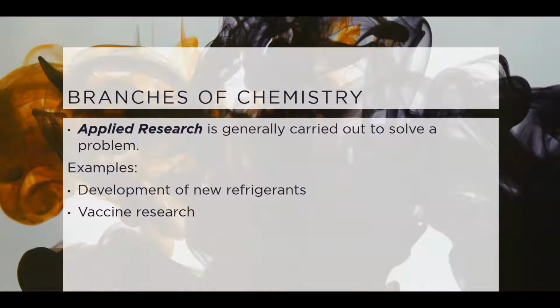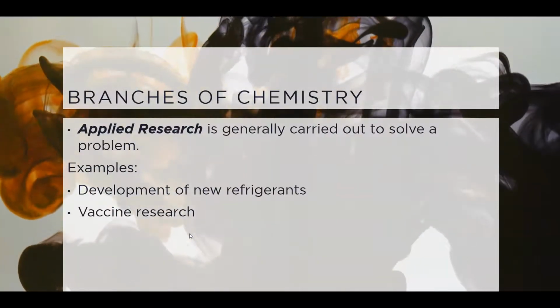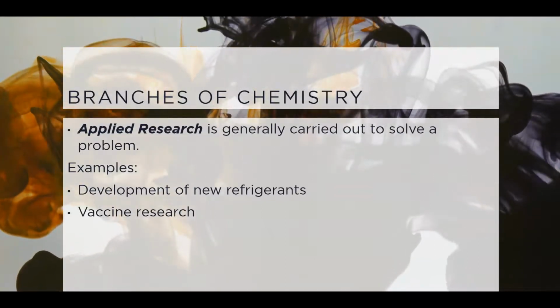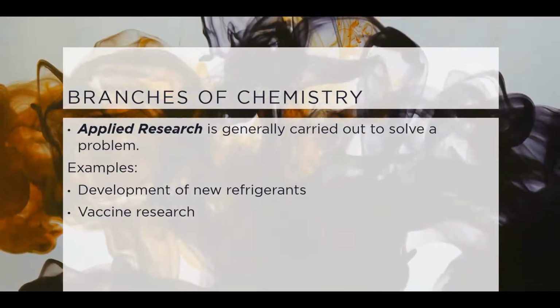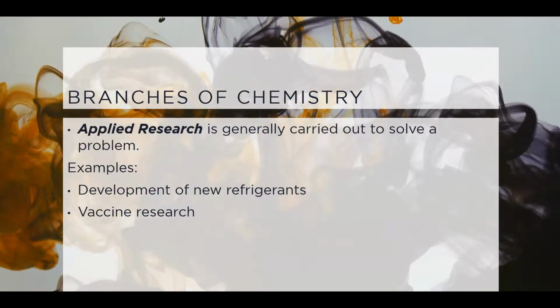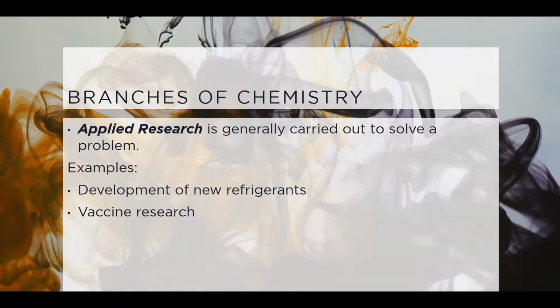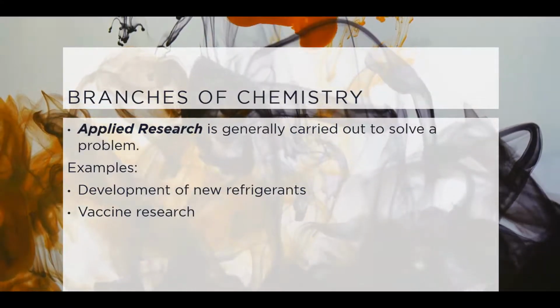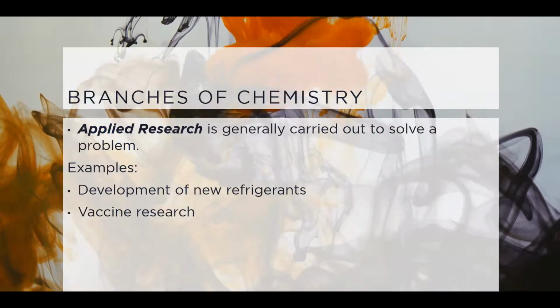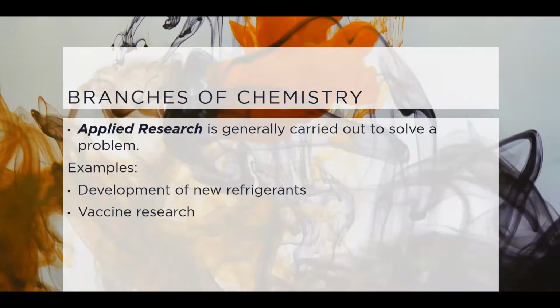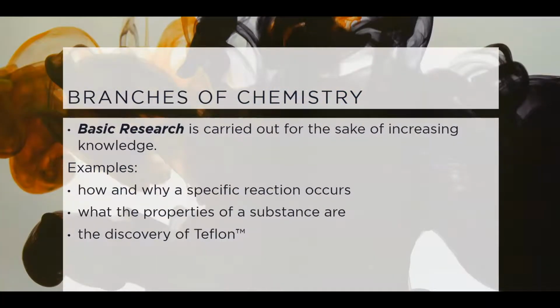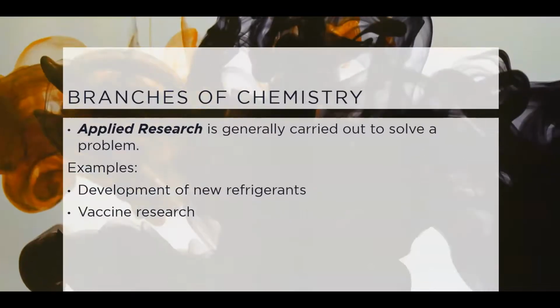So we might want to make things colder, so we're trying to develop new refrigerants. Or, for instance, with COVID-19, the development of a vaccine, the research that was done to do that, there was a specific goal. The scientists wanted to develop a vaccine, so they were doing research on the virus, on things that affected the virus, in order to solve a problem to reach an end goal. So both types of research have their place. We learn a lot about chemistry through basic research, but then applied research can also help us solve a lot of problems.